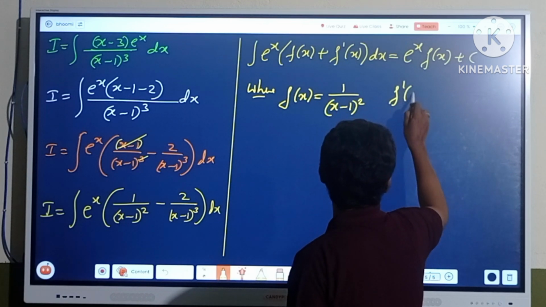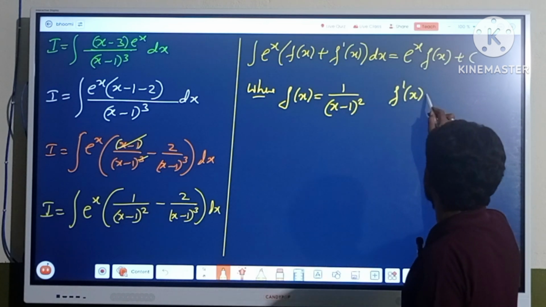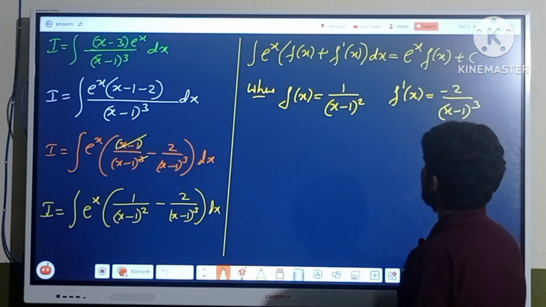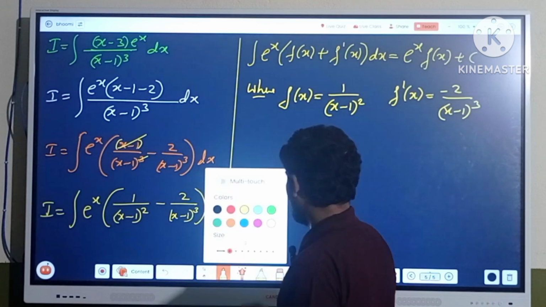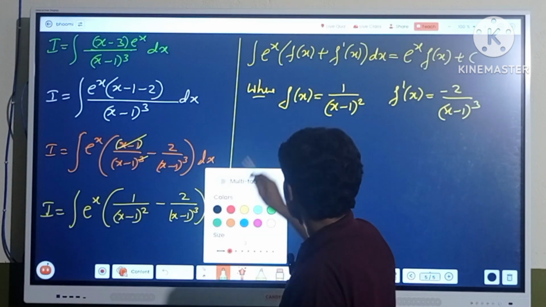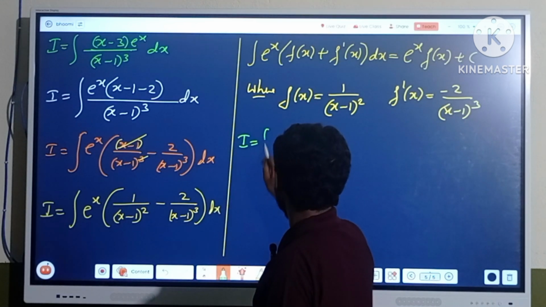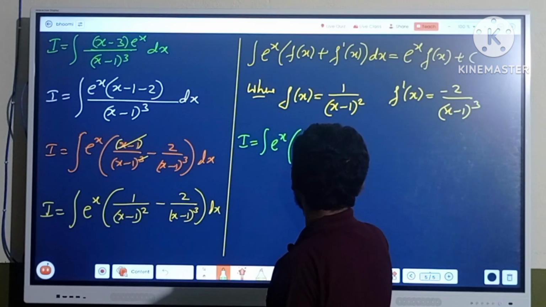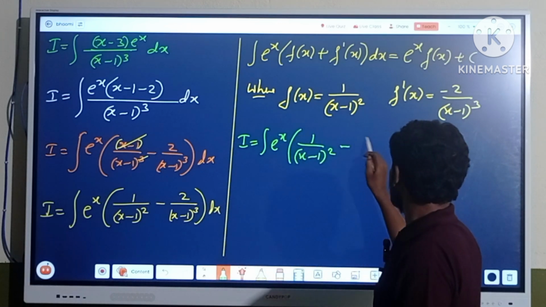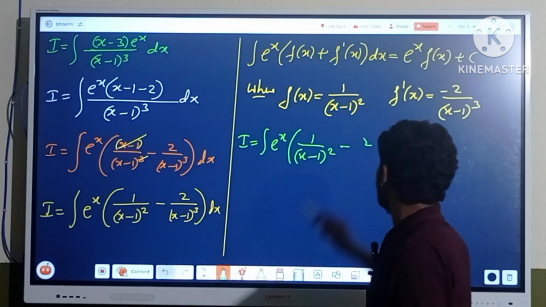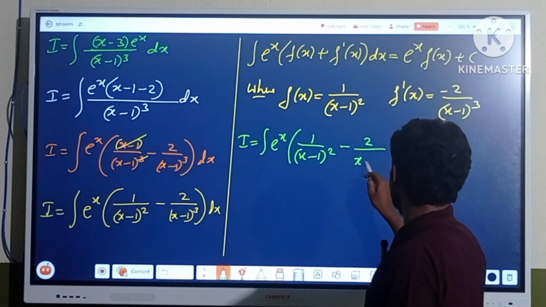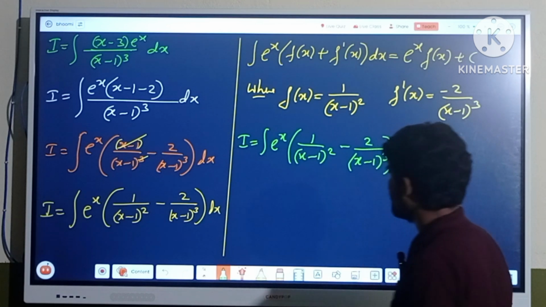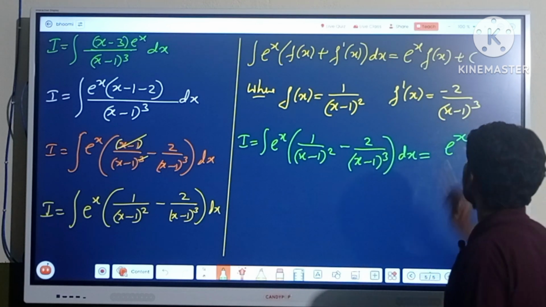And what is f dash x? As you know, we already proved that f dash x is minus 2 divided by (x minus 1) power 3. Therefore, the value of this integral I, the integration of e power x into [1 divided by (x minus 1) whole square minus 2 divided by (x minus 1) whole cube] with respect to x, is equal to e power x into f(x).